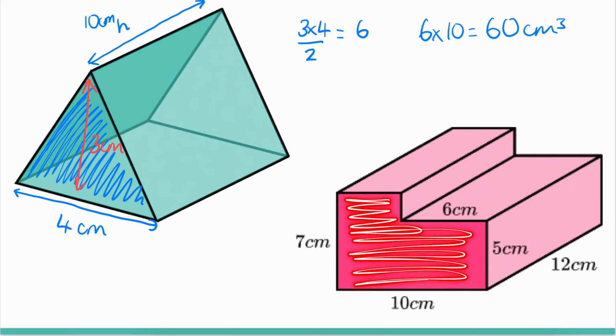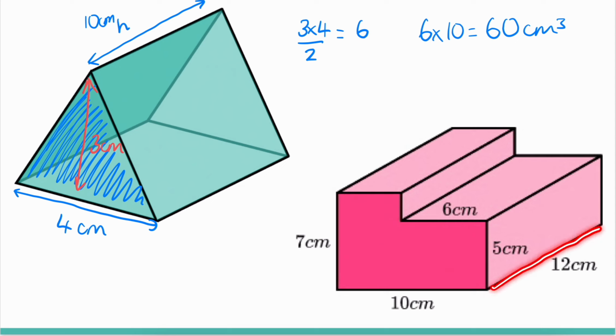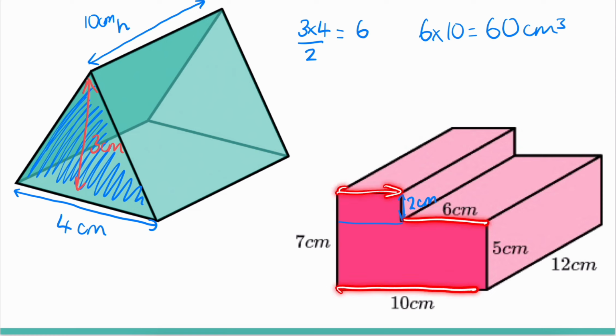So it's the area of this front face multiplied by 12, since that is how far back it goes. To find the area of that front face, I might need to split it into 2 areas that I know. If this measurement is 7 and this is 5, therefore we know that this is 2, so that has a height of 2 centimeters. And if this is 10 and this is 6, we know that this part here is 4 centimeters along the top edge.